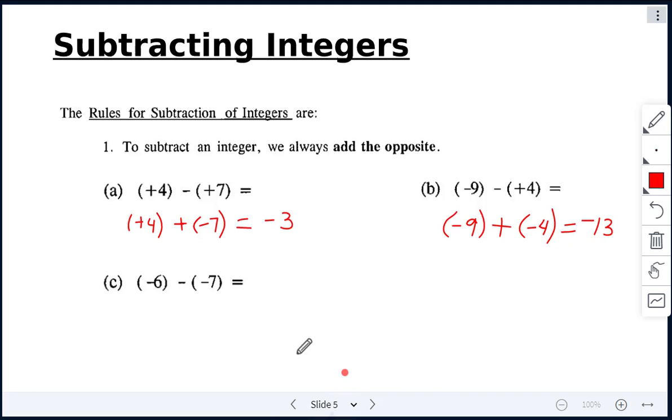And our last one, we have negative 6 minus negative 7. Same thing: we're going to keep our first integer the same, change subtraction to addition, and this becomes positive 7. The two signs are different, so we're just going to subtract and then take the sign of the numerically larger number. So it's going to be a positive 1. I'm just going to put it as 1.